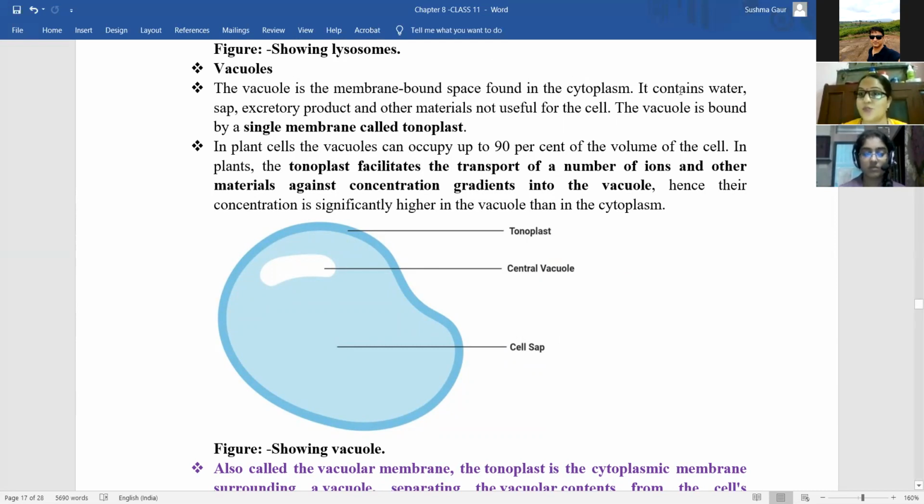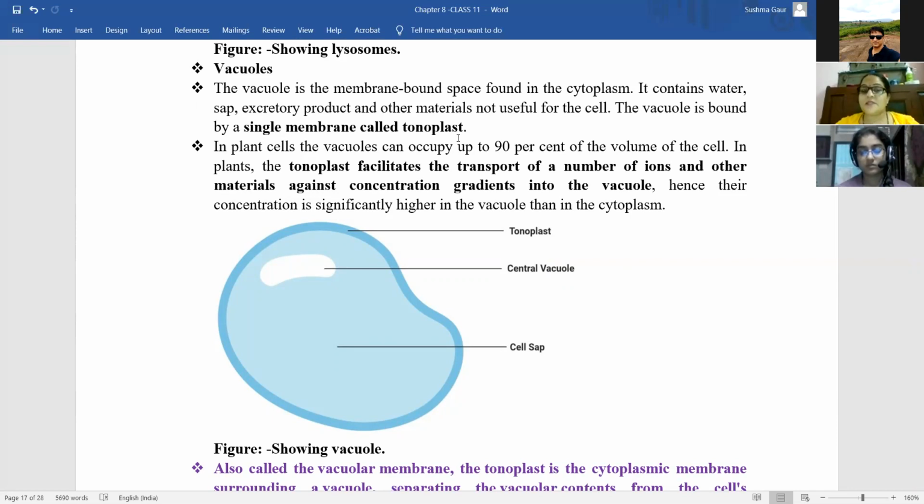What does it consist of? It consists of water, sap, excretory product, and the other materials that are not useful for the cell. So basically, this is responsible for storage. Okay, so the vacuole is bound by a single membrane known as tonoplast. So if it is asked which organelle is covered by a single membrane, then you have to answer vacuole.